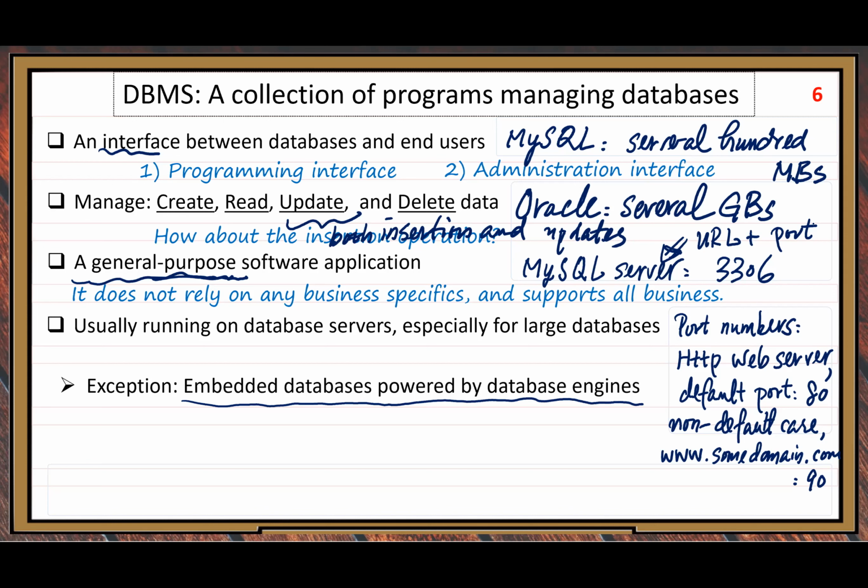Then you can embed a small DBMS in your app. In that case, there is a small DBMS engine powering all the queries. You do not use a remote server. So you can do all the work locally on your phone, even without data access. So that's the embedded version of DBMS.